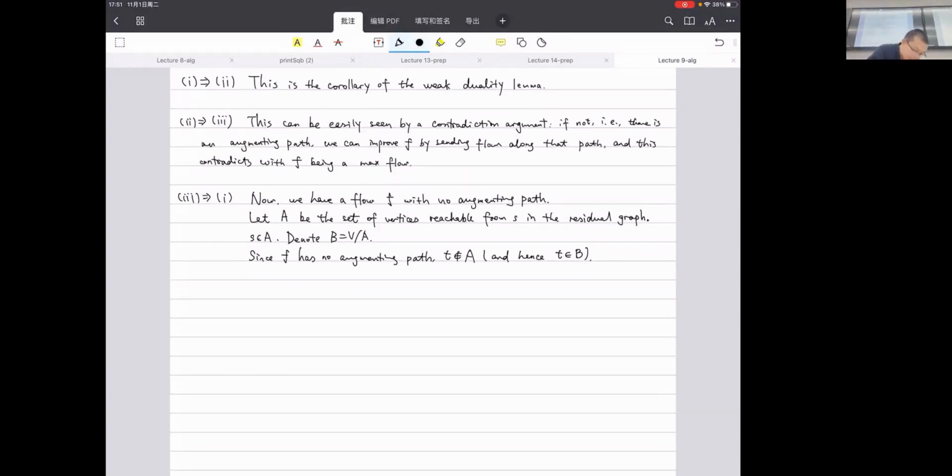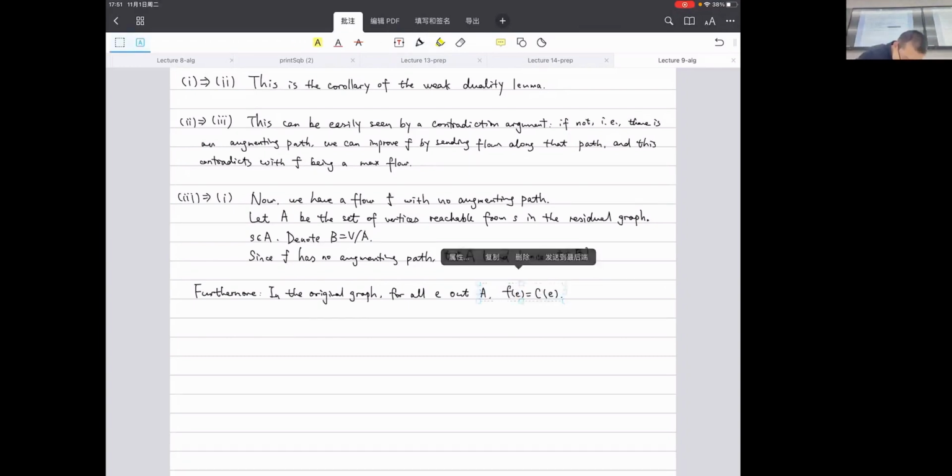There are some further facts. In the original graph, for all edges E out of A, we know that f(e) equals c(e). Why is this the case? So in the original graph, for all E out of A, we are going to have F equals C.